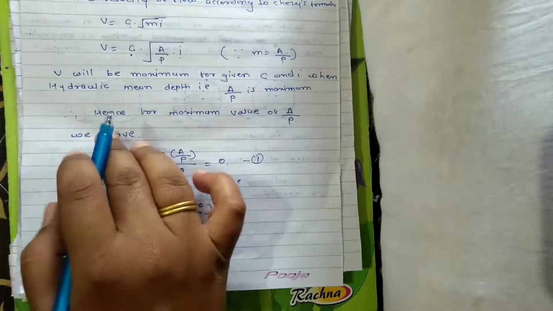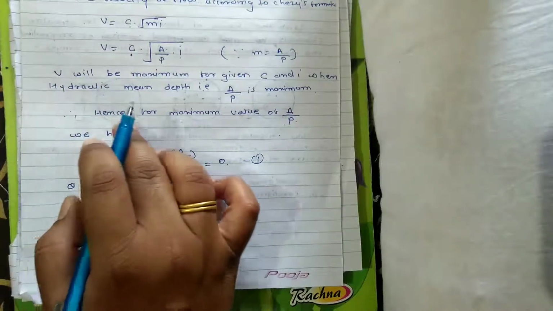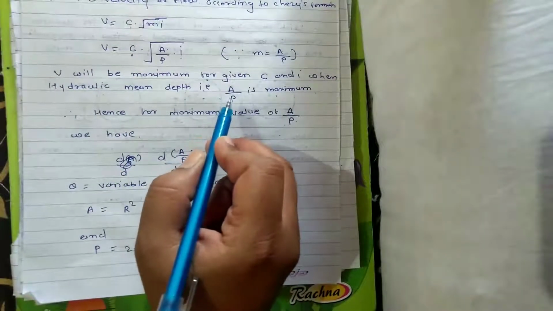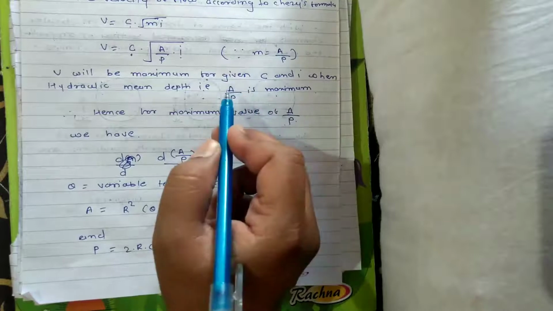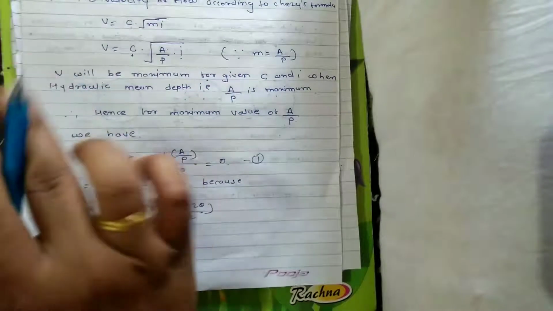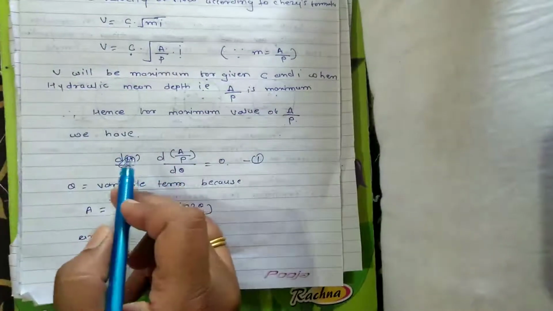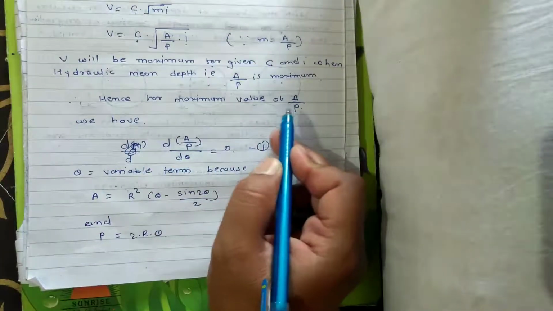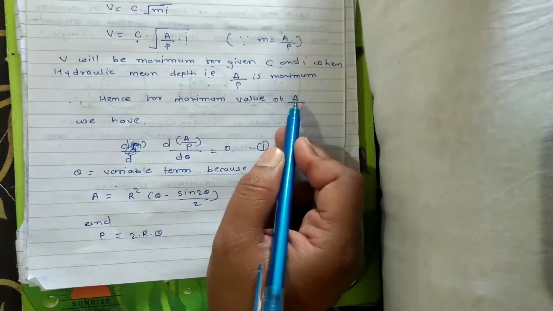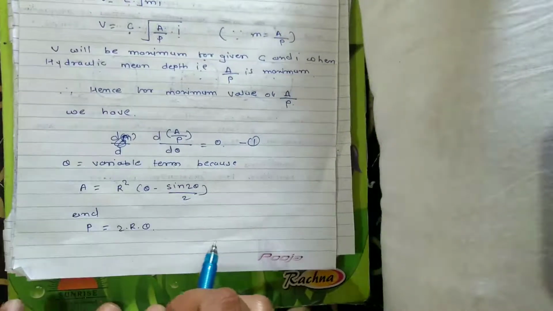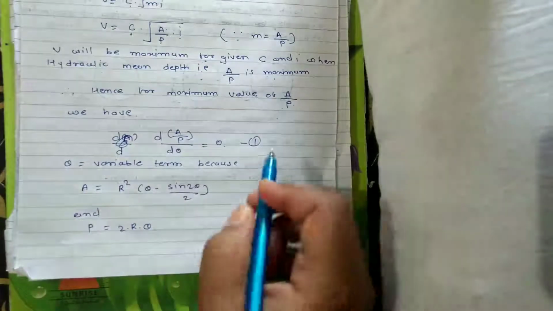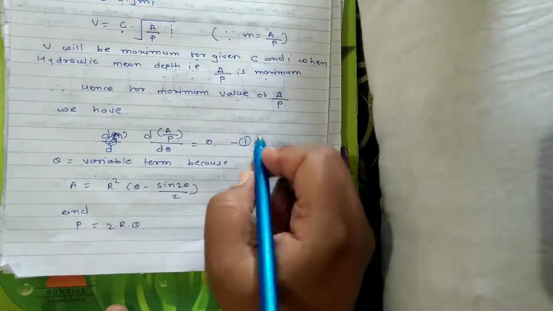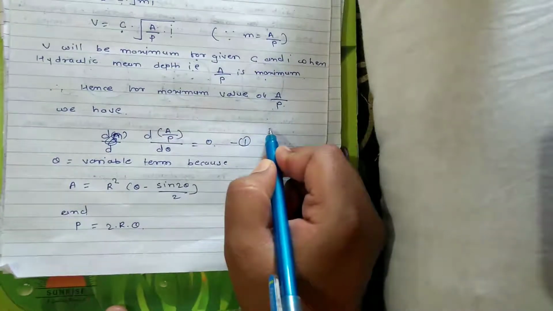So by using this condition for the maximum velocity, we have to find out those conditions. If this A by P ratio becomes maximum, then definitely velocity will be maximum. Now, when this ratio is maximum, as we studied in the last derivations, any equation has a maximum value or minimum value.